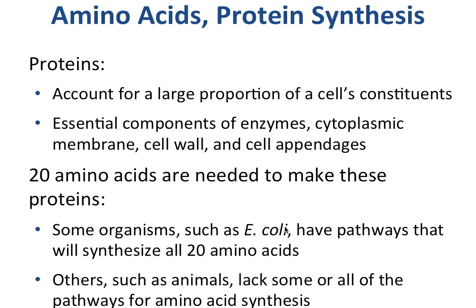For proteins, there are 20 amino acids. The proteins are polymers of amino acids, right? The proteins are used to make nearly all the cellular structures, such as membrane, cell wall, and organelles. For example, E. coli can make all the 20 amino acids.